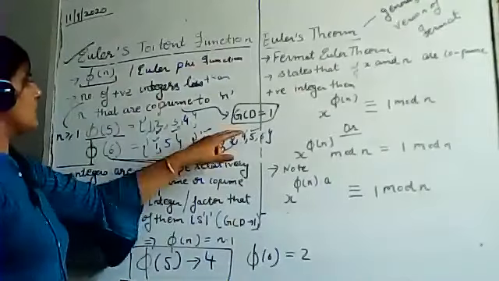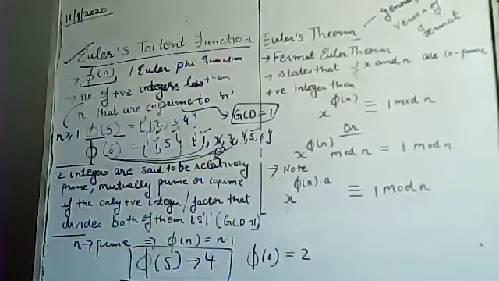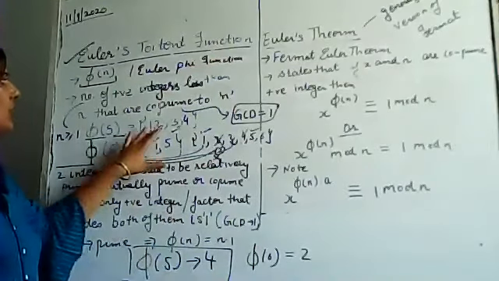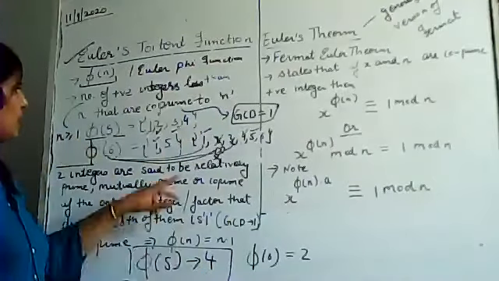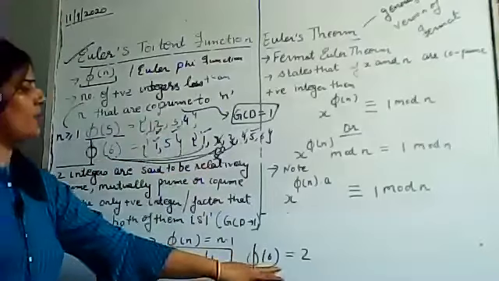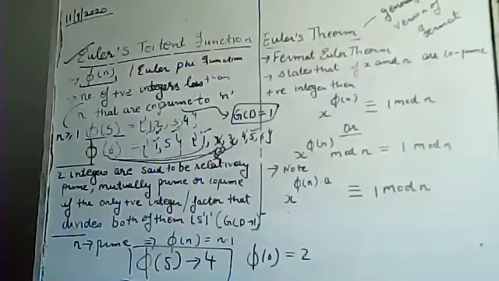Is it clear? So this is how the Euler totient function is defined. We have to give the total number of integers. So we have 4 in this particular case and 2 in this particular case. I hope this is clear to you.